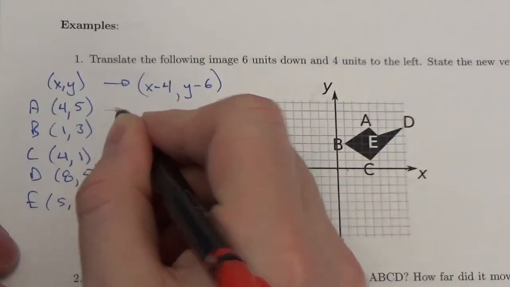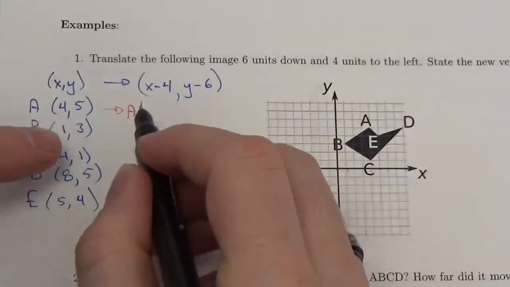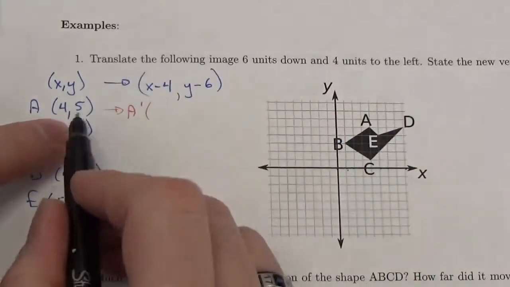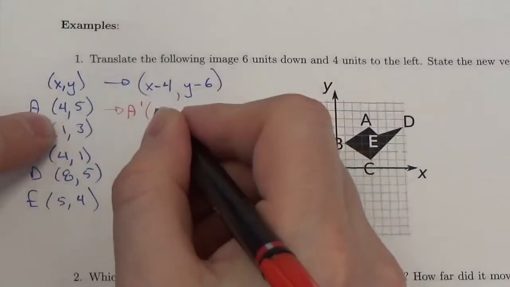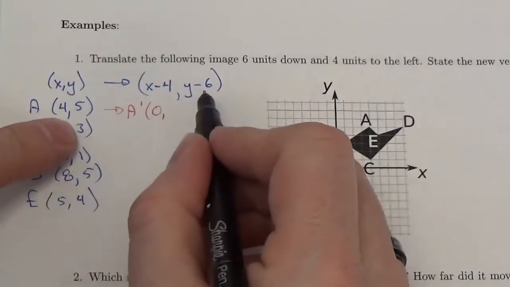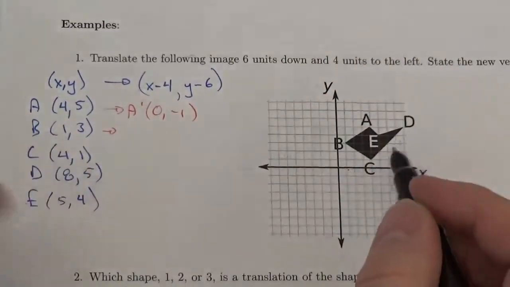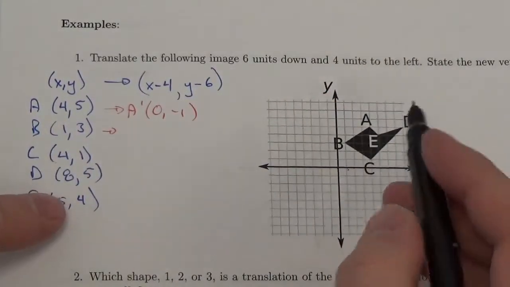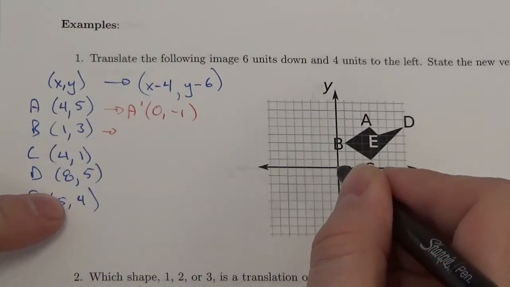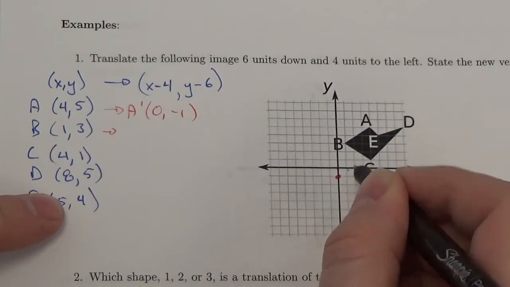So what I want to do is come up with a brand new A value, and I'm going to subtract 4 from that. So 4 minus 4 is 0, and then I'm going to subtract 6 from 5 to get negative 1. So the point A goes to the point 0, negative 1. So here's my new A coordinate.